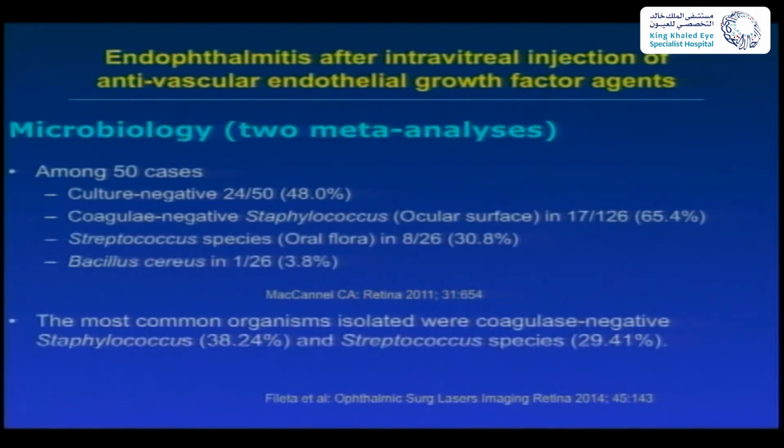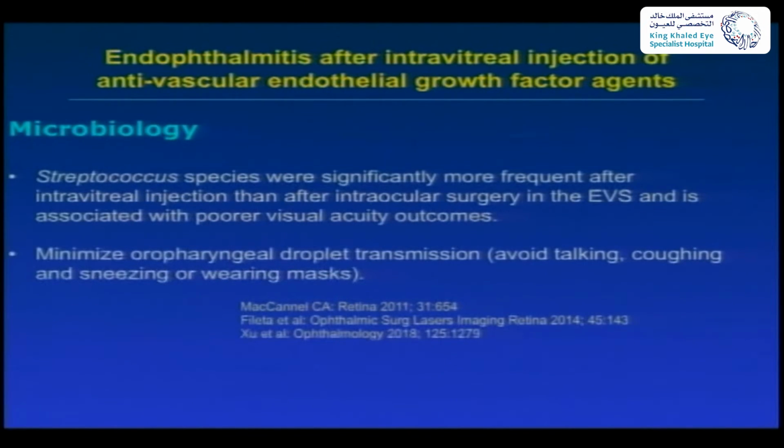So the most common organisms isolated were coagulase negative staphylococci and Streptococcus species. Coagulase negative staphylococci are coming from the ocular surface, and the Streptococcus species are coming from the oral flora. When we discuss this next week, if you look at the endophthalmitis vitrectomy study, only 9% of post-cataract surgery endophthalmitis was caused by Streptococcus species. Only 9%. But here we are dealing with 30% of a very virulent organism.